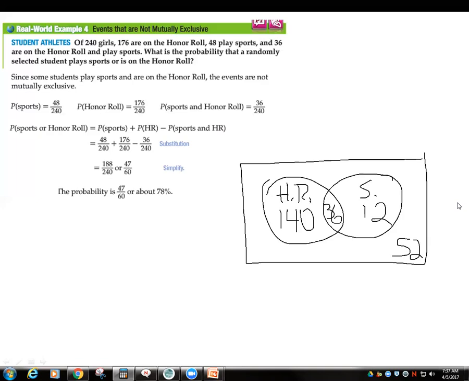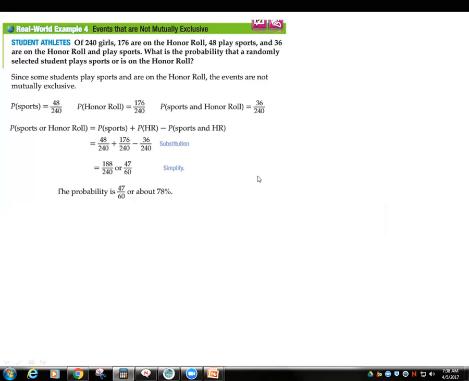So the easiest way to draw the Venn diagram is to start with the overlap part, and then subtract that from the total of the other two sections to get the 140 and the 12. Then if you add those three numbers up and it's not equal to the total, that means there are some not accounted for. In this case, 52 of the girls didn't play sports and weren't on the honor roll.